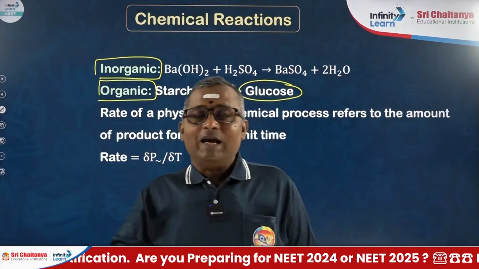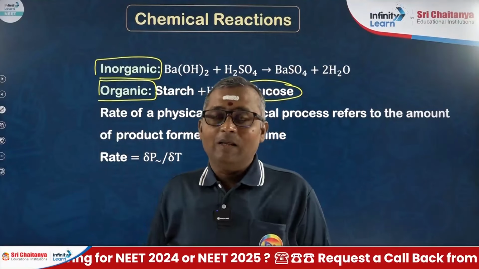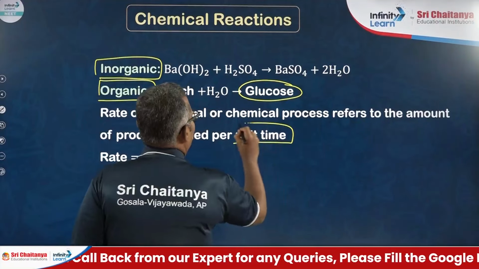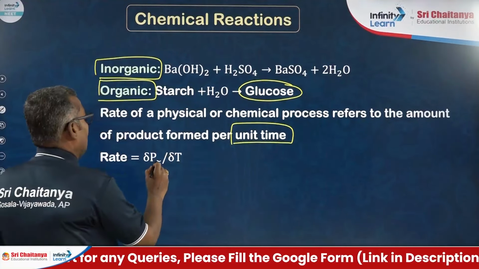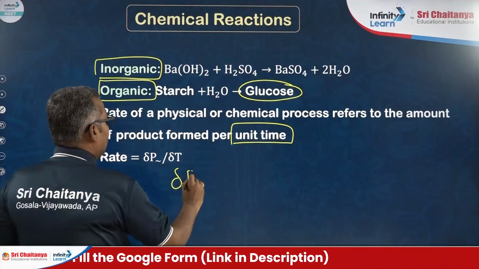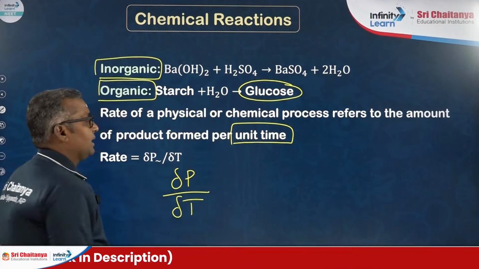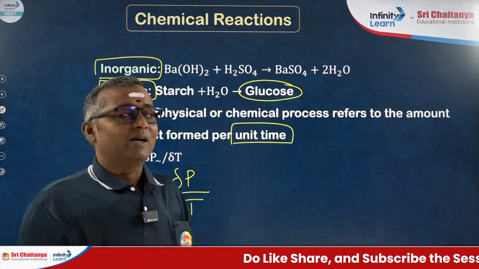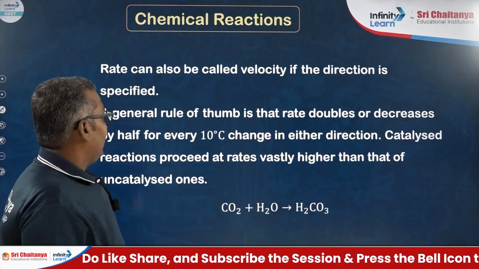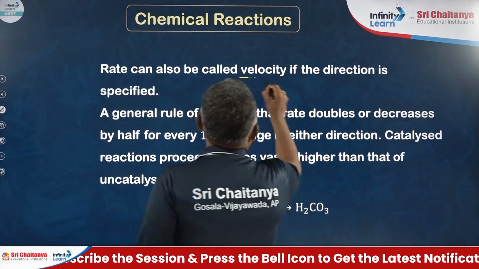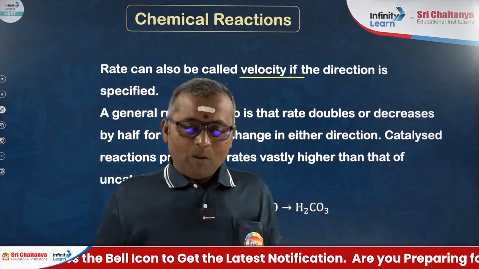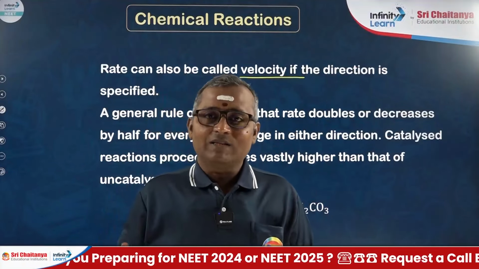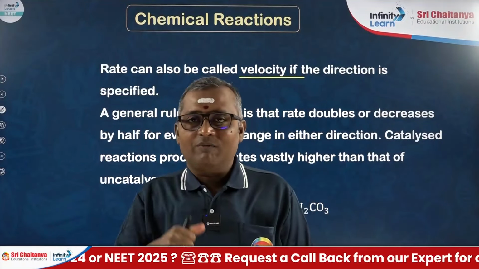The rate of any reaction, which may be physical or chemical, refers to the amount of product formed per unit time. So, rate is equal to dP by dt. And this rate is called velocity if the direction is specified. At the same time, among the various factors, temperature is one of the most important factors that influences the rate of a reaction.